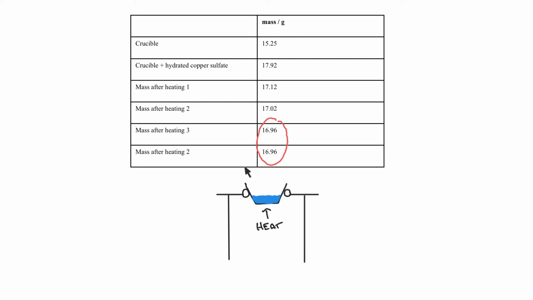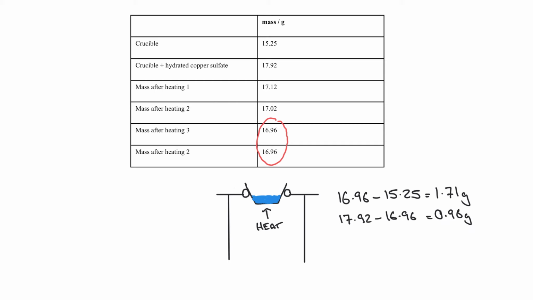This mass here, 16.96, is the mass of the crucible plus anhydrous copper sulfate. If we subtract the mass of the crucible, we've got the mass of anhydrous copper sulfate. Let me do that now. So the mass of anhydrous copper sulfate is 1.71 grams. To work out the mass of water, we need the mass of the crucible plus hydrated copper sulfate, 17.92, and we need to subtract 16.96. That'll give us the mass of water. Bear with me.